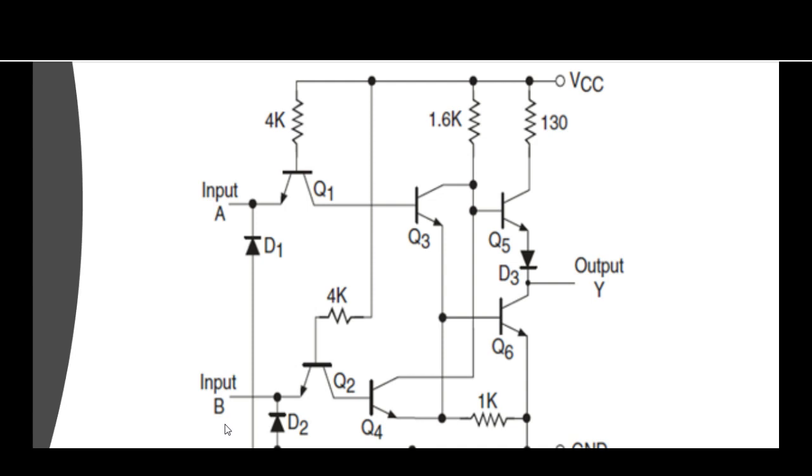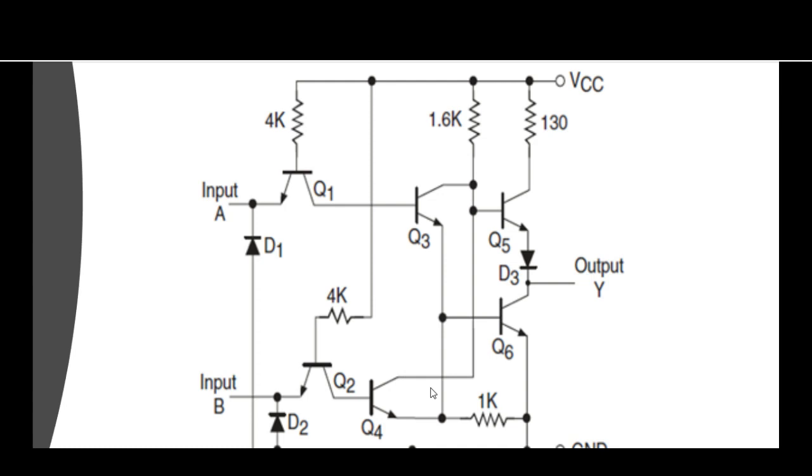There are two sets of operation for input A and for input B. And again, a totem pole connection has been used, Q5 and Q6. From there, we get the output Y. So in this circuit, as you can observe, there are two phase splitters, Q3 and Q4.